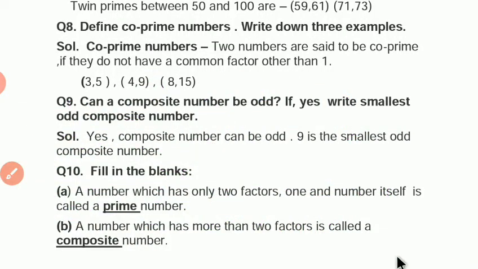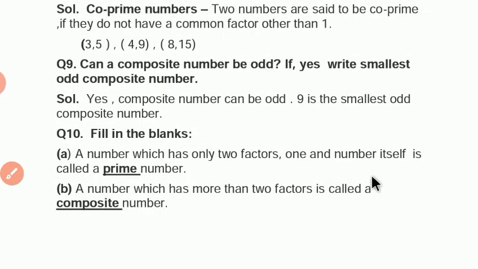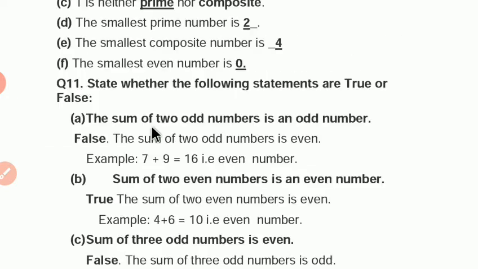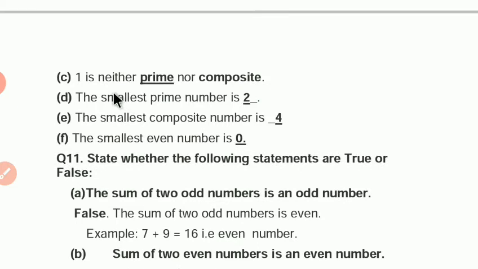Now question number 10, fill in the blanks. A number which has only 2 factors, 1 and the number itself, is called a prime number. A number which has more than 2 factors is the opposite of prime, or we can say it is a composite number. Then 1 is neither prime nor composite.